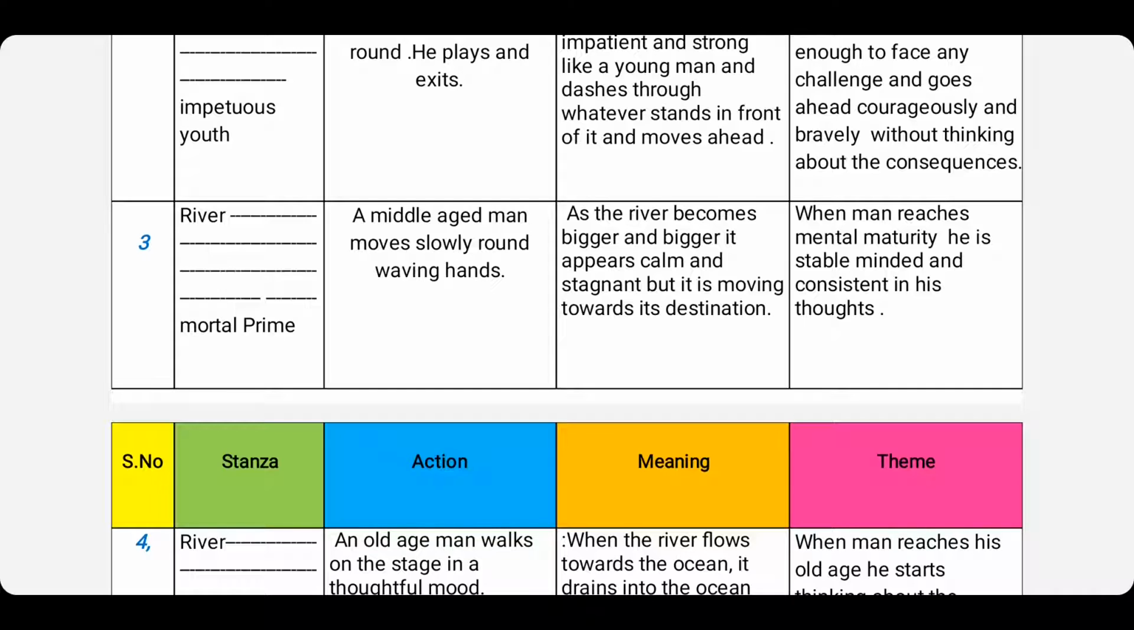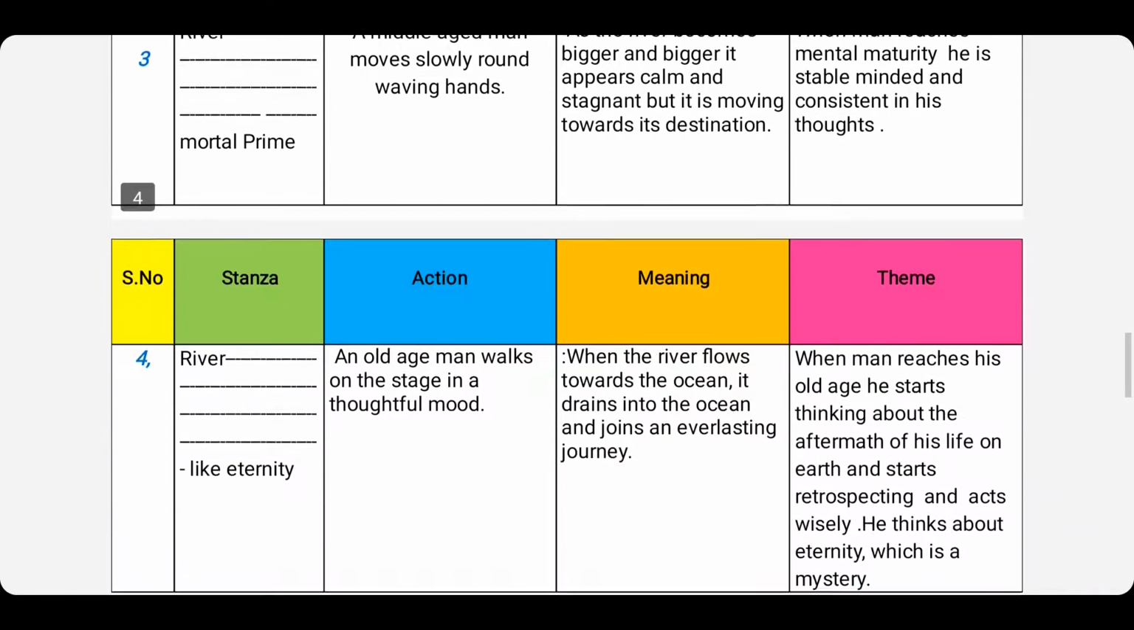It goes on moving, but it is not visible to be moving. That is the life of a middle-aged man. He is progressive, he is moving ahead, but he doesn't show off, or he is not so actively showing everybody that he is moving ahead. So this is what the comparison is. So what's the action that we are going to do? A middle-aged man moves slowly round, waving hands. He is going round the stage waving his hands.